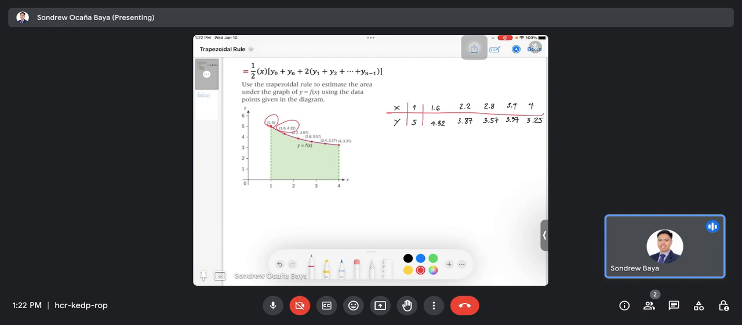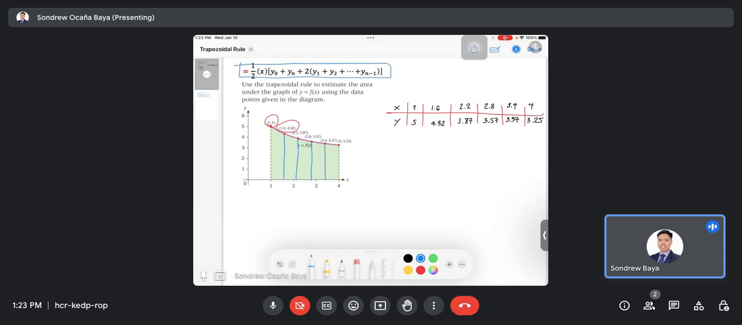Just to give a brief discussion on the trapezoidal rule, it is a rule that we can use to approximate the area under the curve in case the function is unknown. Instead of solving it using integral calculus, we can just break this into several trapezoids. Trapezoid is the best shape to use in order to approximate it. And of course, we can make use of this formula.